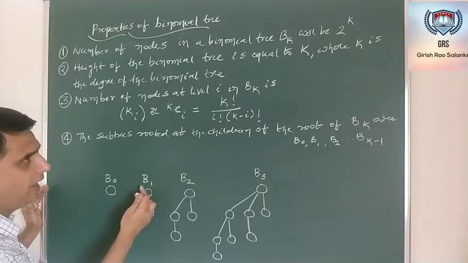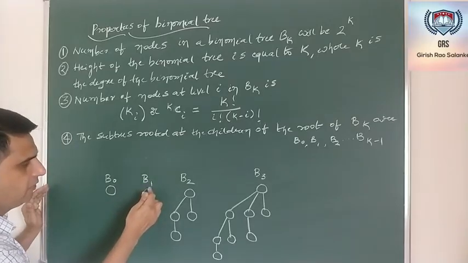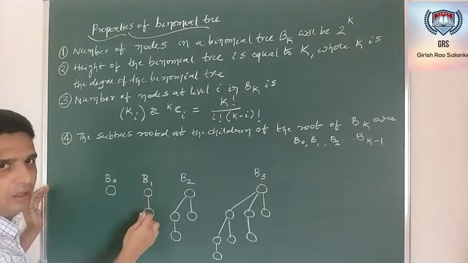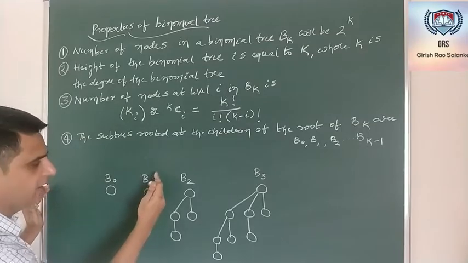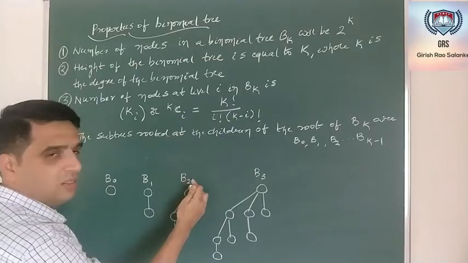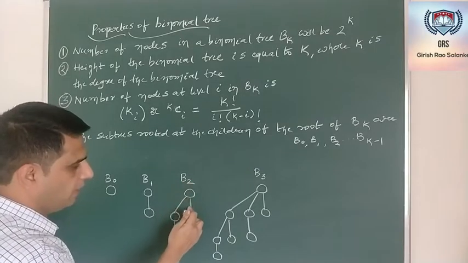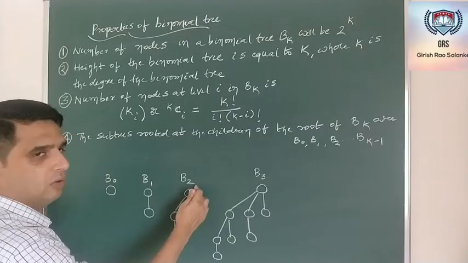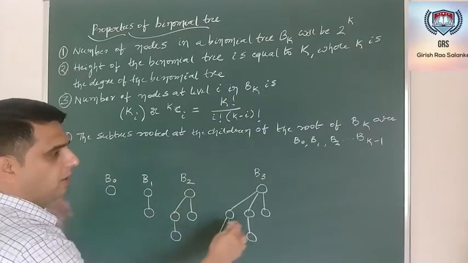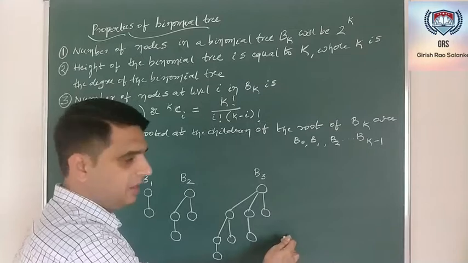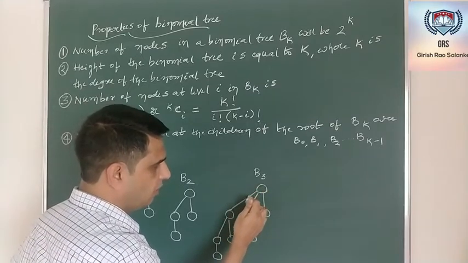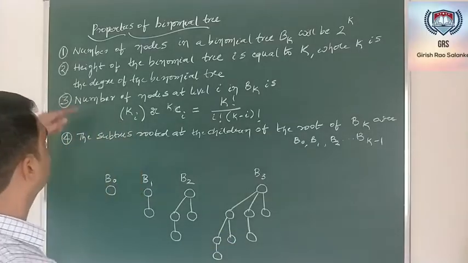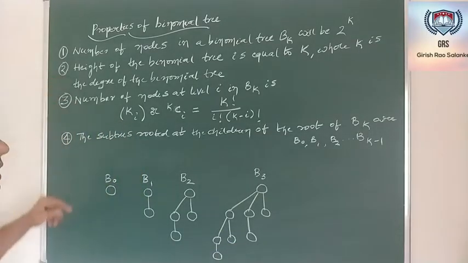Now, what is the degree of B1? Degree you can call the number of children of the root node. In case of B1, how many children are there? How many pointers are there? Just one, hence its height is 1. Now, in case of B2, the degree of the root node is 2, hence the height is also 2, 1, 2. For B3, the degree of the root node is 3, hence the height is also 3, 1, 2, 3. So, this is the second property of a binomial tree.